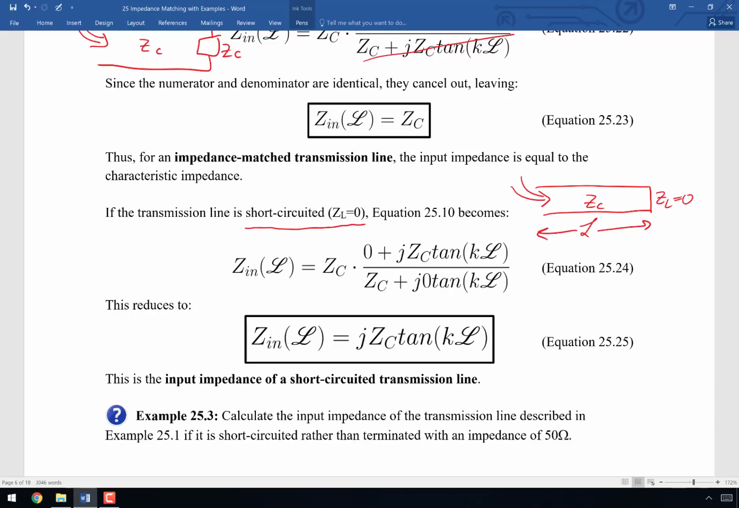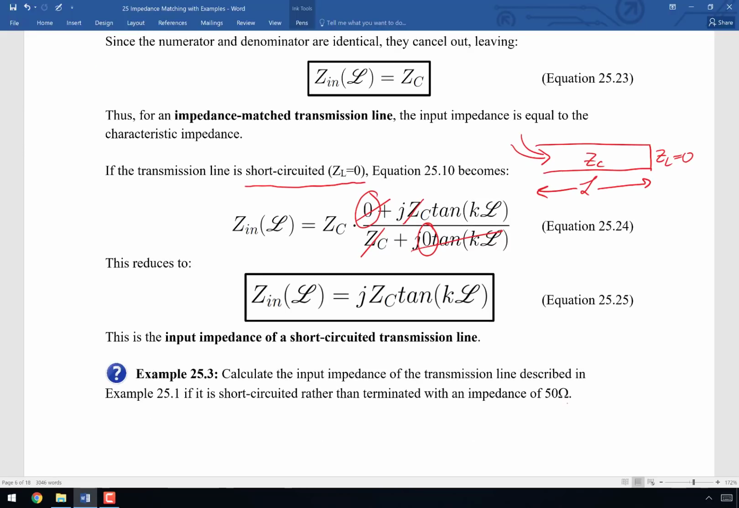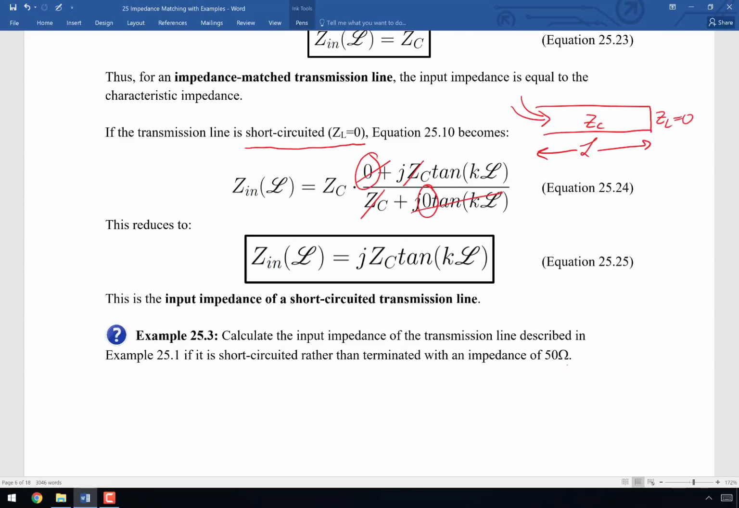Is it just 0? Well, if this weren't a transmission line, it would just be 0. It would just be a short circuit. But now we've got the transmission line to deal with, so it's not just 0. But if we plug in 0 for Z sub L here and 0 for Z sub L here, those terms go away. The Z sub C's are going to cancel, and we're left with just j Z sub C times the tangent of KL. So that's going to be a very useful equation for us as we're working with quite often. As a matter of fact, we're going to be working with transmission lines that are either short-circuited or open-circuited.